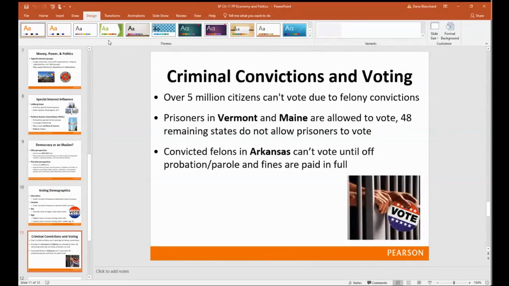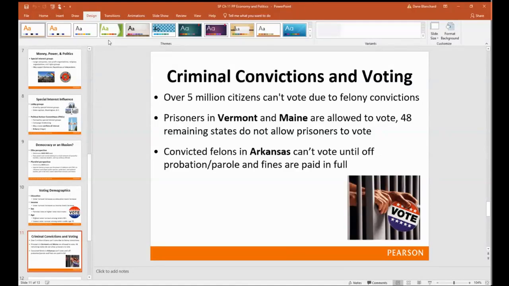So let's take a look at voting and also criminal convictions. Over 5 million citizens are not allowed to vote due to felony convictions, which are serious crimes. Prisoners that are incarcerated in Vermont and Maine are actually allowed to vote. The other 48 remaining states do not allow incarcerated prisoners to vote. So it does vary from state to state.